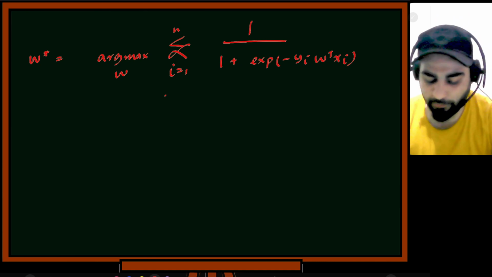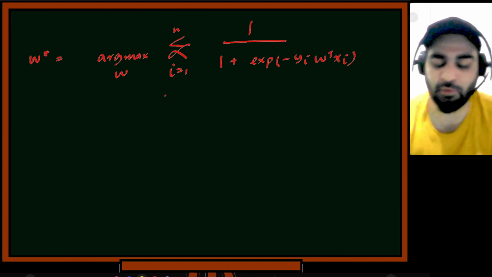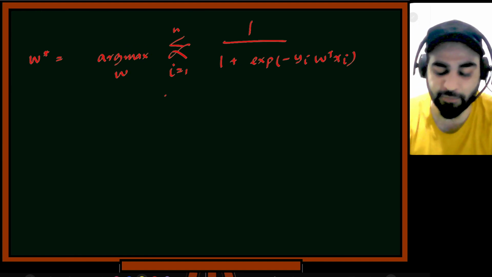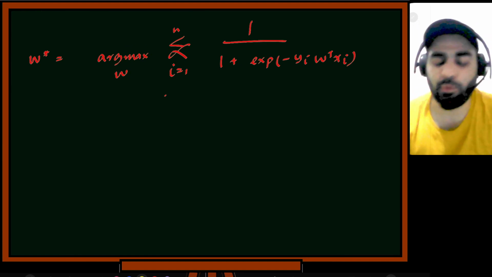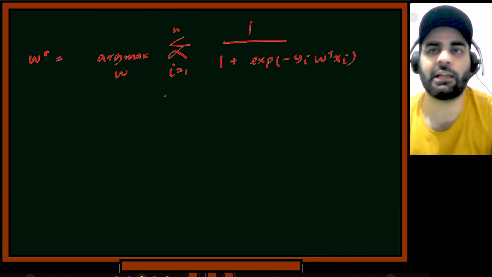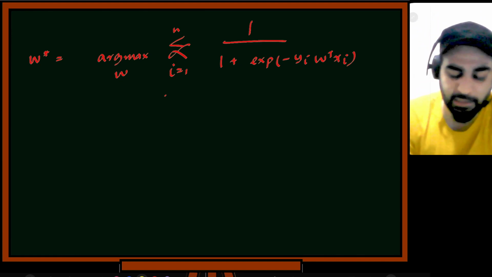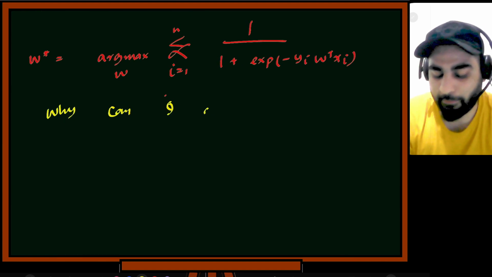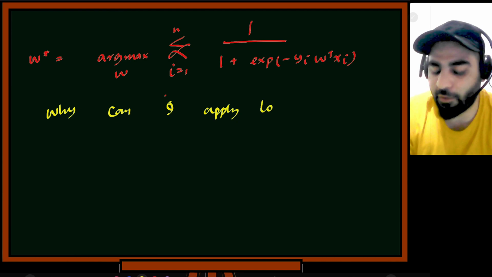Now we'll do one more transformation of this, because you now know that we have to find this argmax. We'll apply log onto this, and we'll get into a neat and clean form. And why can I apply log? First, let me discuss why I can apply log on this function.